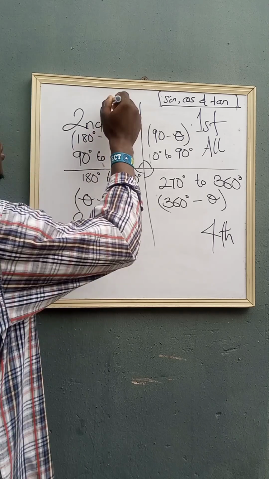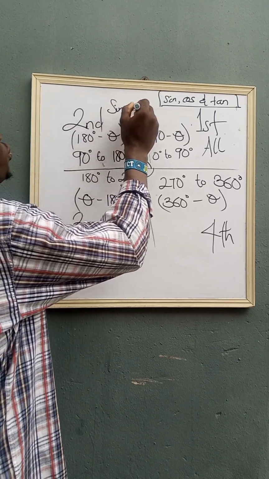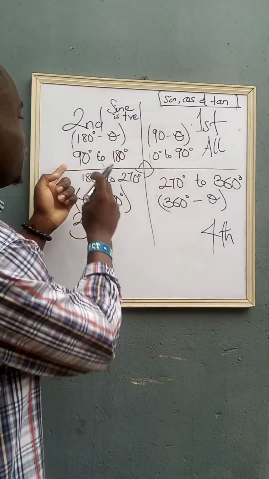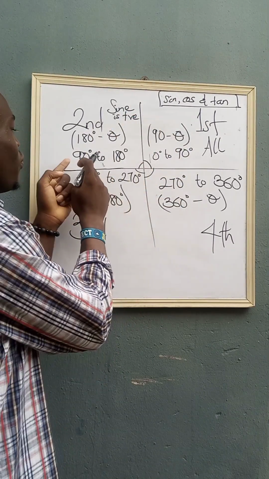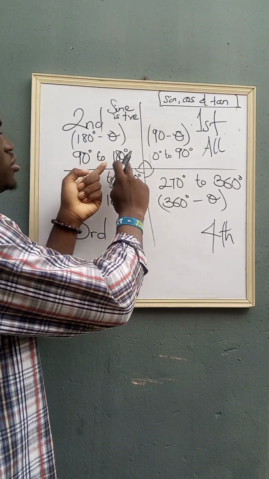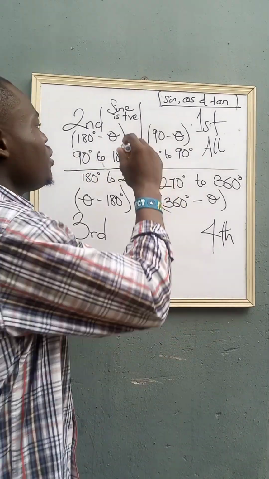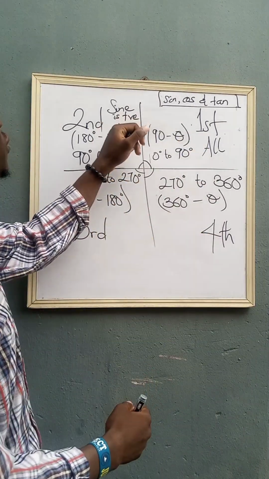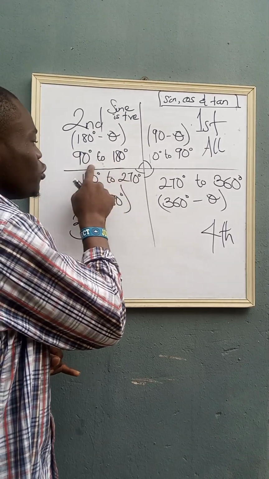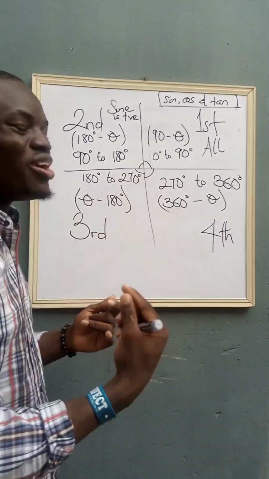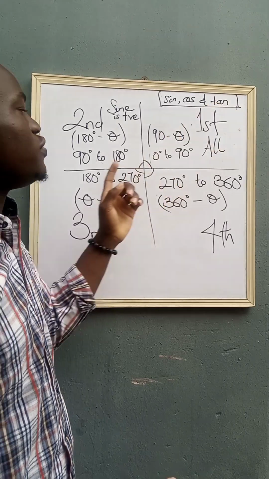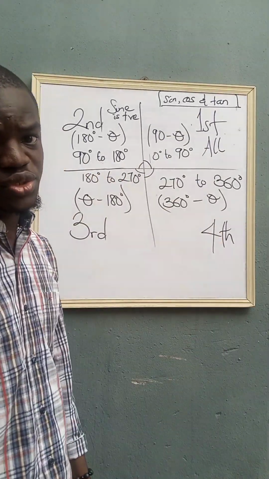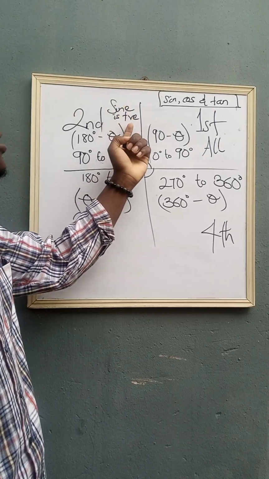For this second quadrant we have sine to be positive. Yes, sine is positive. That means it is only the sine of the angles you have here. The sine of values that range between 90 degrees and 180 degrees will give you a positive result. But if you have to find cosine of angles ranging from 90 to 180, you have a negative value. Same thing applies for tangent for angles ranging from 90 degrees to 180 degrees.